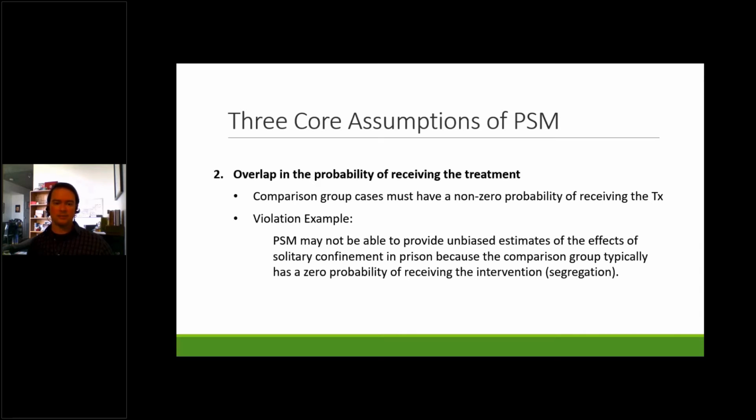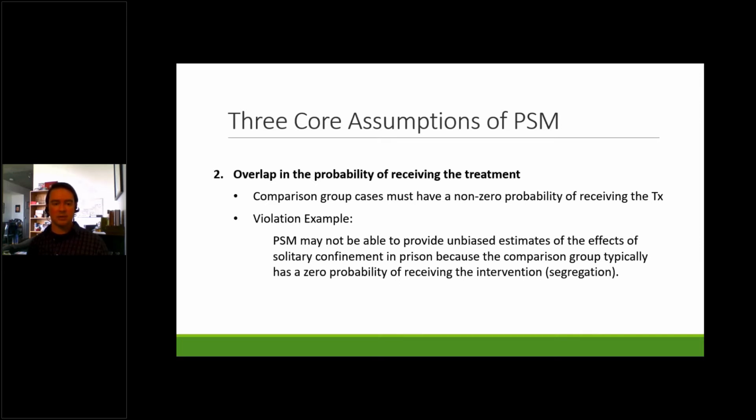One violation example might be trying to assess the effects of solitary confinement. Now, before you say, hold on, there are a few studies out there that use PSM to assess segregation effects, and I realize that. And I'm not calling those studies into question at all. But what I am saying is that particular scenario is a very difficult one.